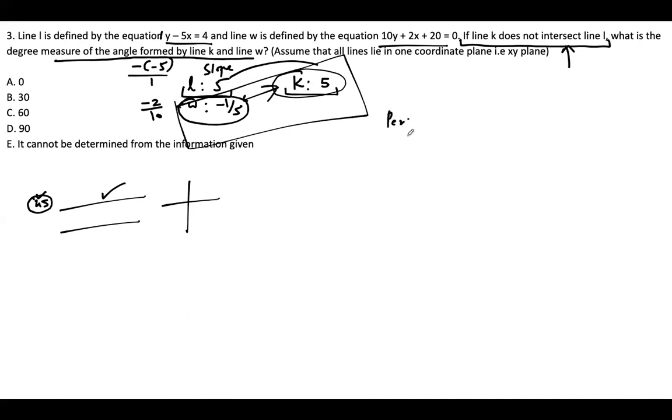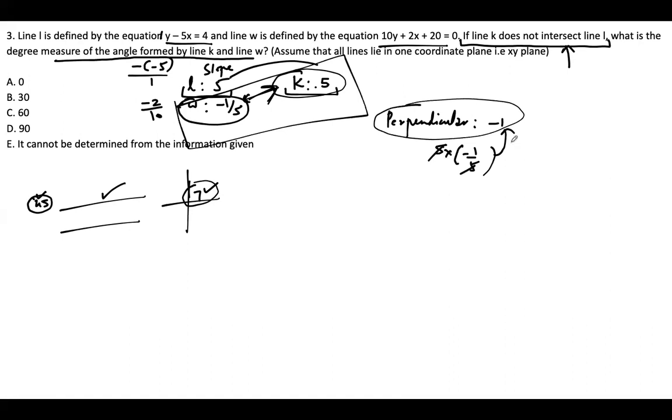How to check whether the lines are perpendicular to each other, Vatsalya? 90 degrees it should be. Okay, 90 degrees. And another way to check, if you have the slope information, how will you check? The product of the slopes M1 into M2 should be minus 1. So is it coming to be minus 1? Product 5 into minus 1 by 5, yes, it's coming to be minus 1. So what is the angle between the 2 lines K and W? Perpendicular, 90 degrees. Good.